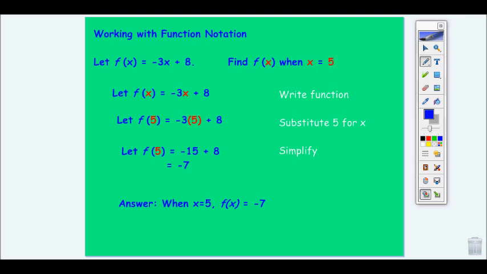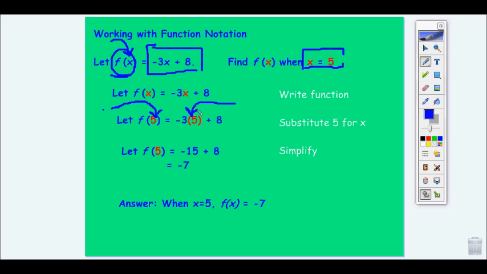Okay, so first of all, we're going to work with some function notation here. It says let f of x equal negative 3x plus 8. You should recognize that this looks very similar to slope-intercept. The x here is going to be our input, and the answer, or the function of that x, is going to be our output. So it says find f of x when the x is 5.